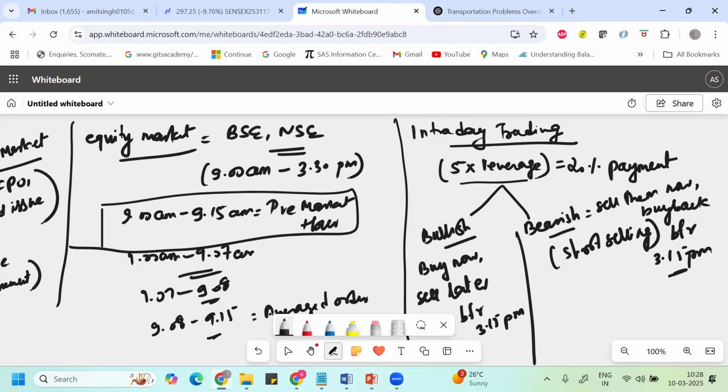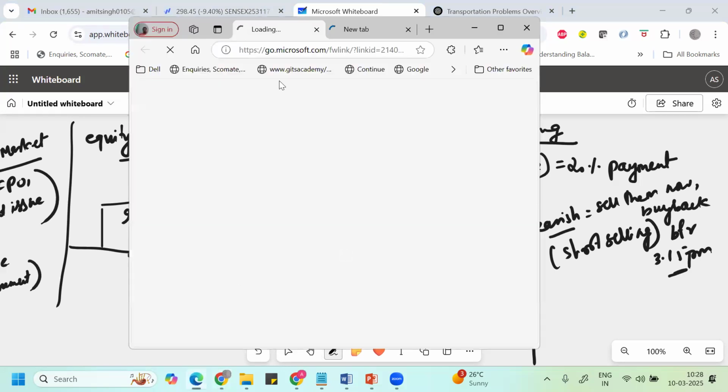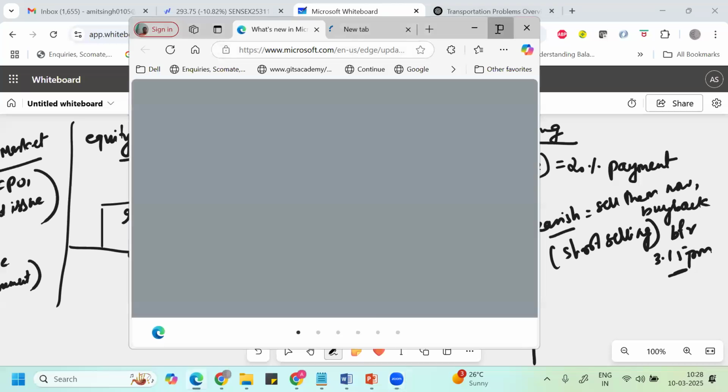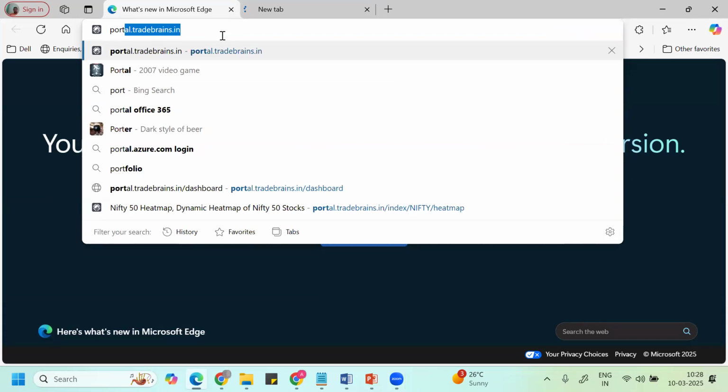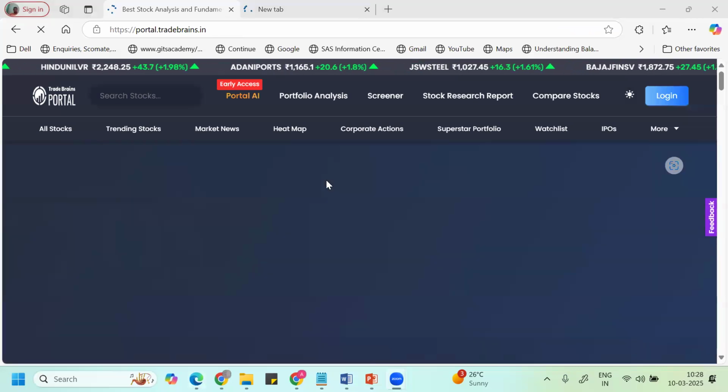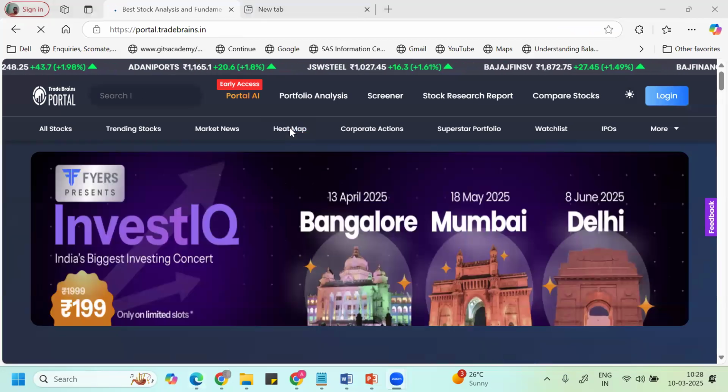To figure out the stocks for intraday trading, you can go to the website called portal.tradebrains.in. If I go to this website, here I can search those stocks which are giving good movement.